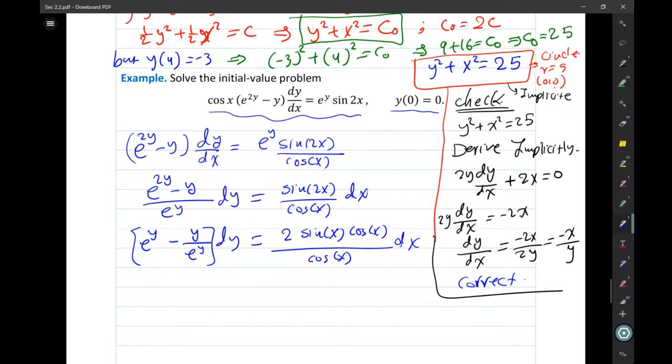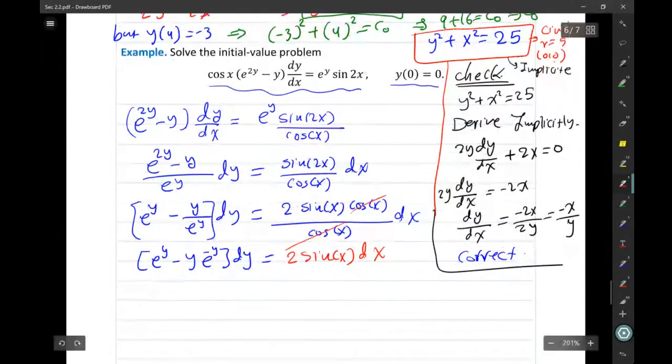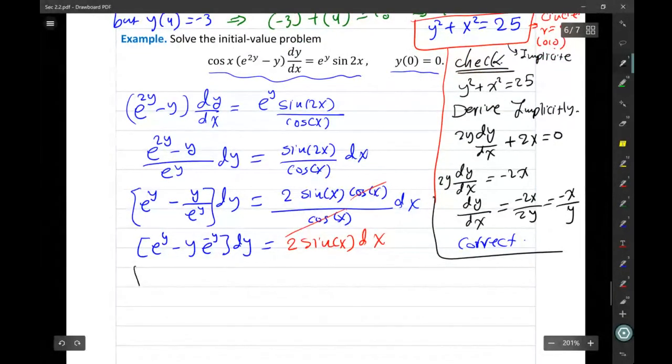All right. Now, this again needs e to the power y minus y e to the power minus y, dy. The cosine with the cosine goes away and I'm left with 2 sine x dx. Now the integral becomes the integral of e to the power y minus y e to the power minus y dy equals the integral of 2 sin x dx.